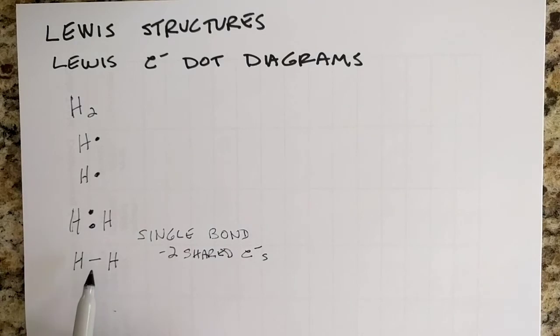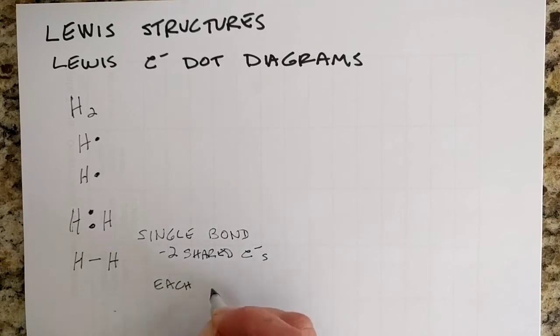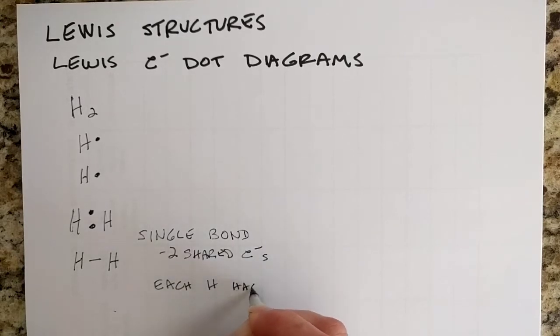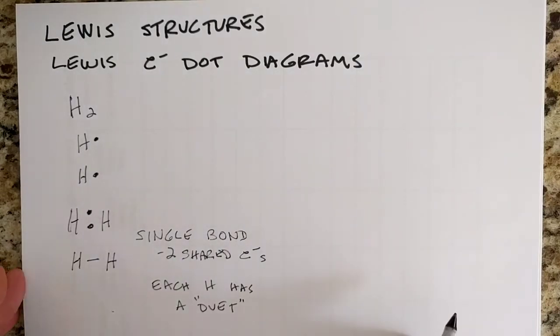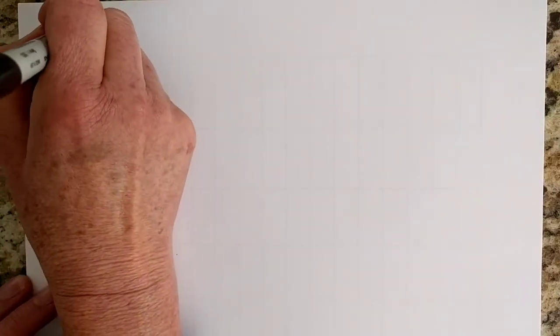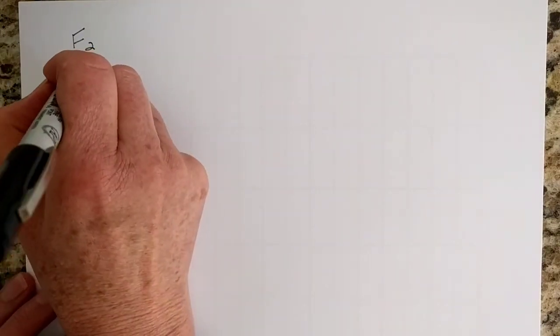And for hydrogen, when it has 2 electrons, its outermost energy level is full. The first level can only hold 2. So I guess we could say that each hydrogen has a duet. Not the octet. Each hydrogen has a duet when it bonds. All right, now we're going to take a look at another example. So now we're going to look at a molecule of fluorine. Fluorine is F2.